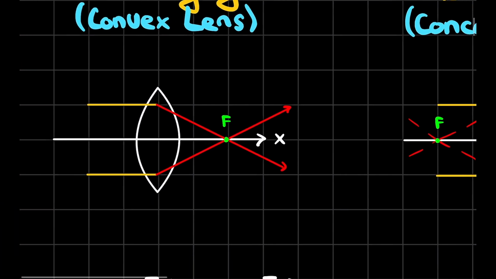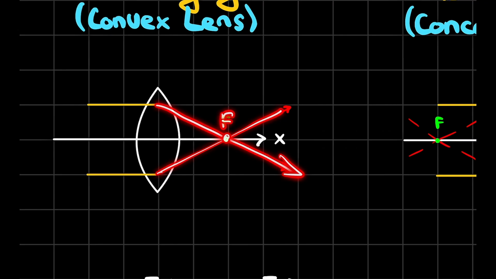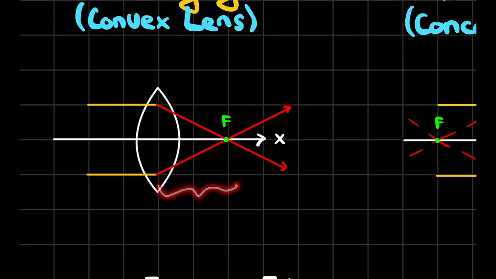Converging lens, what does it do? For example, let's talk about only two parallel rays. Not at some angles, but straight parallel rays. They will be collected at a certain point, which is called the focal point. And the distance from the lens to that focal point is called the focal length.